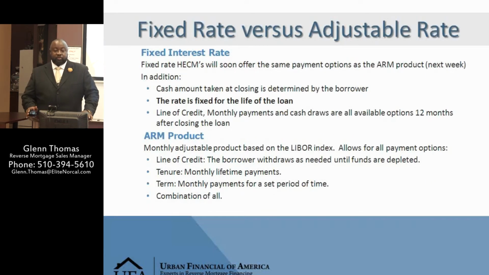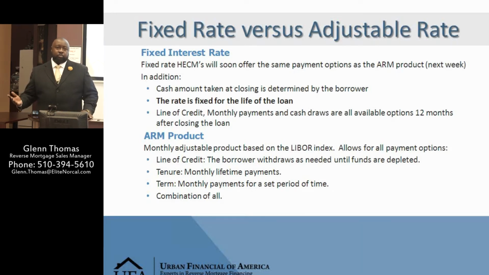What's the name? The fixed rate versus the adjustable. You know, fixed rate will soon offer the same payment as the ARM product. It hasn't come out yet. So still, you get that one-time draw. It's a fixed rate for the life of the loan. Line of credit, monthly payment, and cash draw, all available options 12 months after closing. This hasn't come into effect yet. I think FHA put a freeze on it because FHA wants to make sure that before they release this new change, it's not going to affect the equity that the borrower is going to be charged.